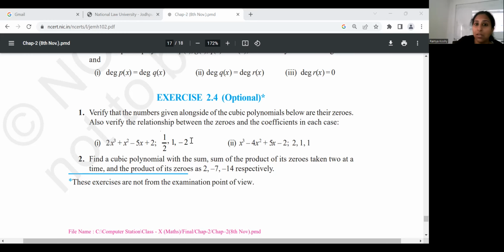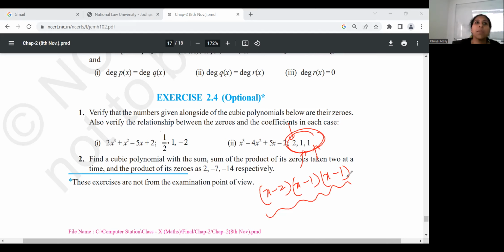That also can come. Let me take this question. Suppose they tell you you're having a cubic polynomial with zeros 2, 1 and 1. Form the cubic polynomial. That can come. Why? Because if 2 is a zero, x minus 2 is a factor. 1 is a zero, x minus 1 is a factor. 1 is a zero again, that means x minus 1 is again a factor. The product of these three will be the cubic polynomial. You're understanding? So these type of questions can come, which are based on your knowledge of zeros and factors. Others all won't come.